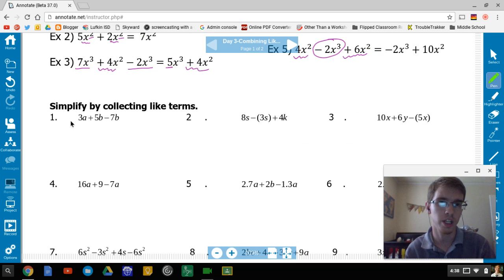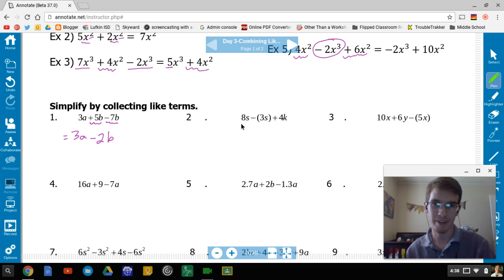On number 1, simplify by collecting like terms. So first off, same variable, same exponent. That would be the 5b minus 7b in 3a plus 5b minus 7b. So the two b terms go together. We're going to keep 3a and bring that down. But we're going to have 5 minus 7, which will always have a b. 5 minus 7 is negative 2, so we're going to have 3a minus 2b. And there's our answer.